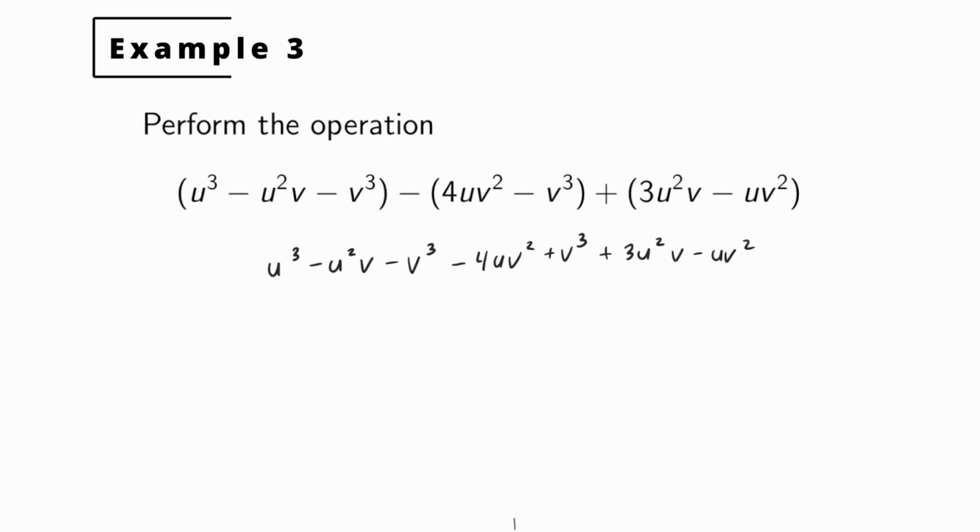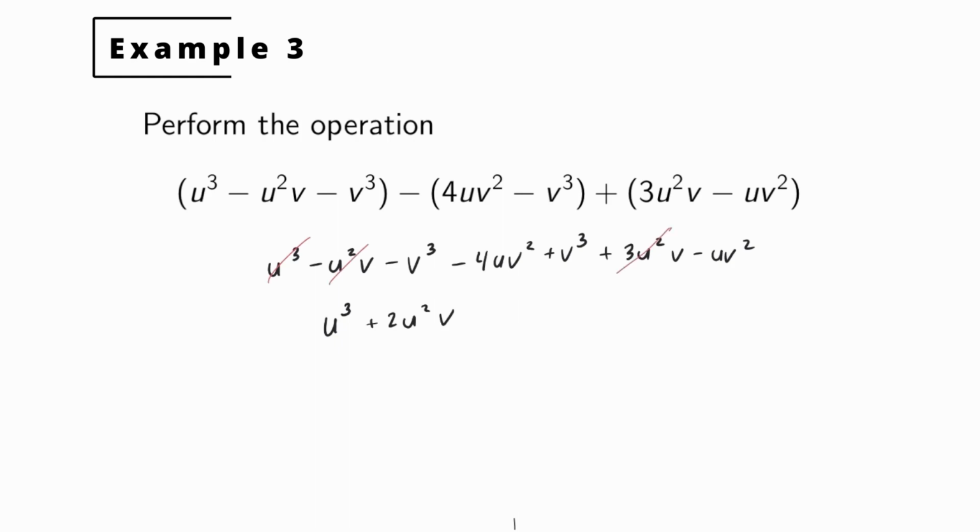So basically just hunt around. We have a u cubed here. Do we have another u cubed term? The answer is we do not. So we just have one u cubed. The next term here, I'm going to draw a line through a term when we've used it. So now we have negative u squared v. Do we have another u squared v term? We do, it's over here. So it's negative 1 u squared v plus 3u squared v, which gives us positive 2 u squared v. And we've used both those terms.